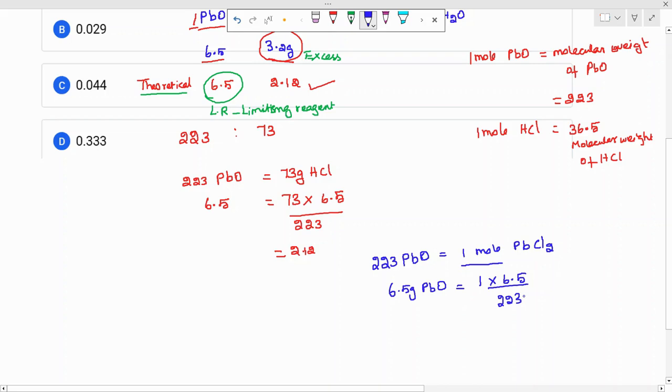Let us check what the value will be. So you will get 0.029. Option B will be the answer. Hope you can understand this one.